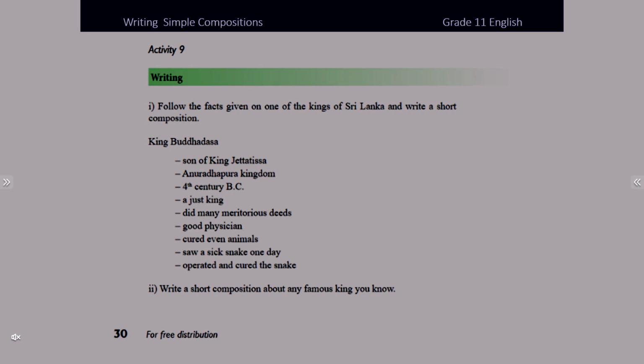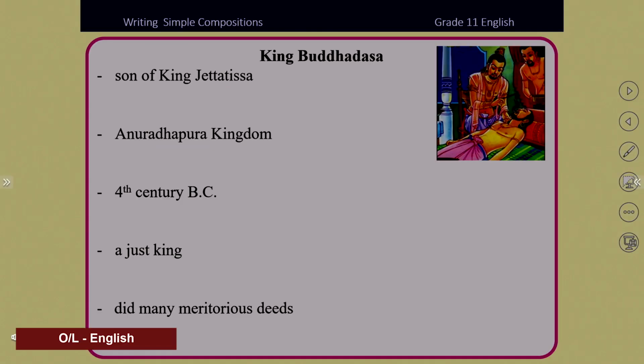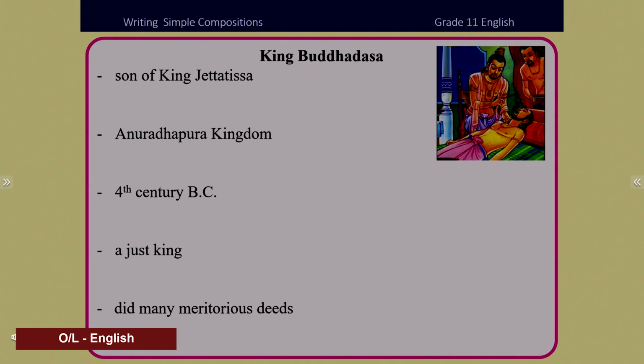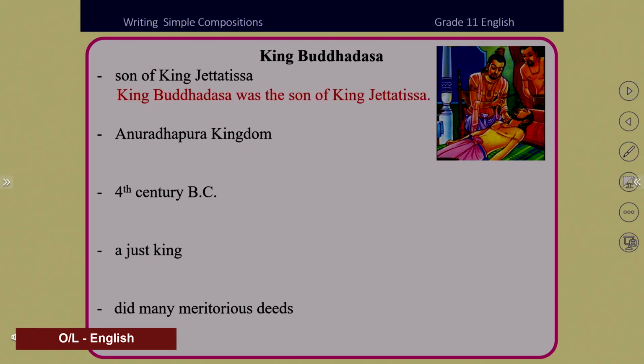You know, before constructing the paragraph, you need to construct the sentences. To construct the sentences, you have to remember the tense. Observe the facts and decide which tense you are going to use to construct your sentences. Let's see. Right, the first one. Son of King Jethatissa. How are you going to write the sentence? Right? King Buddhadasa was the son of King Jethatissa.